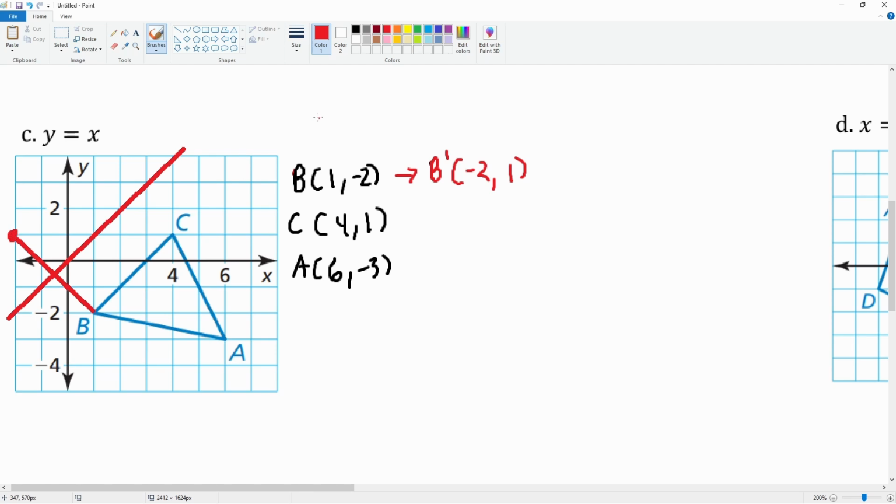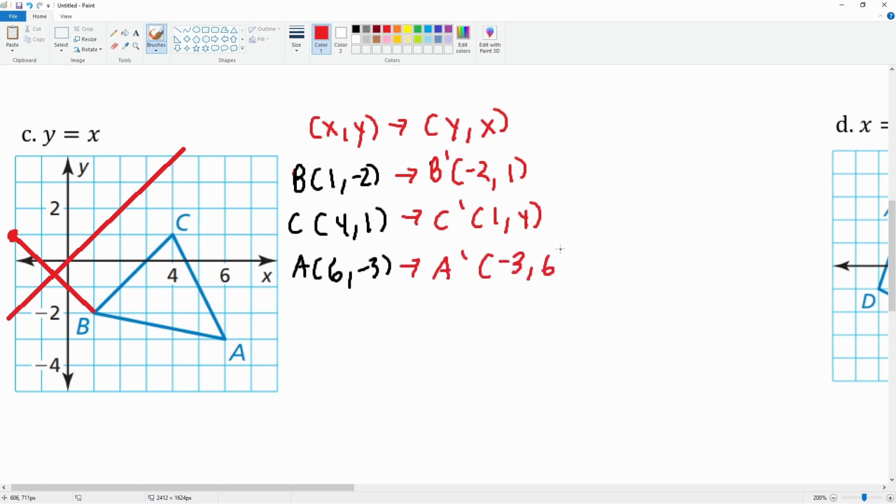So notice the rule for this is that the x and the y just swap. So C prime would be 1 comma 4, and A prime is going to be negative 3 comma 6. Okay, well, 1, 4 would be C prime, and negative 3, 6 is up here somewhere, and that should be A prime. Okay, then just connect those.